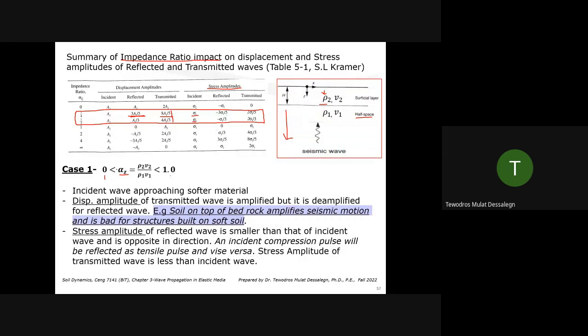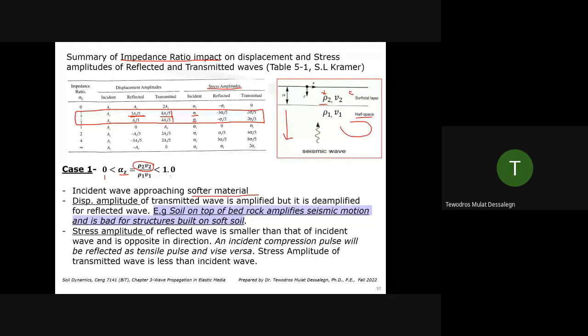So let's see these conclusions. If you have an impedance ratio between 0 and 1, it means density 2 times V2 is less than density 1 times V1, which means this is something like softer soil underlain by a stronger soil or rock. So we have a softer material at the top. When that happens, if a seismic wave comes from deep in the Earth, the incident wave is approaching a softer material. That's the first conclusion.